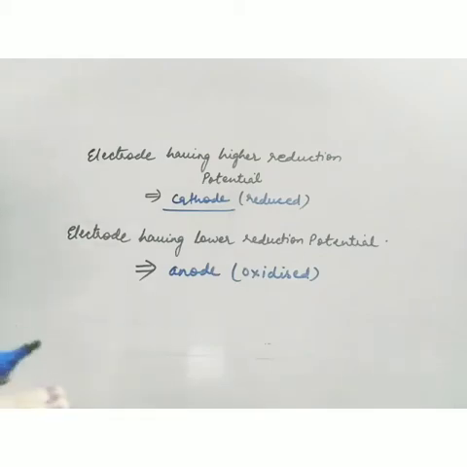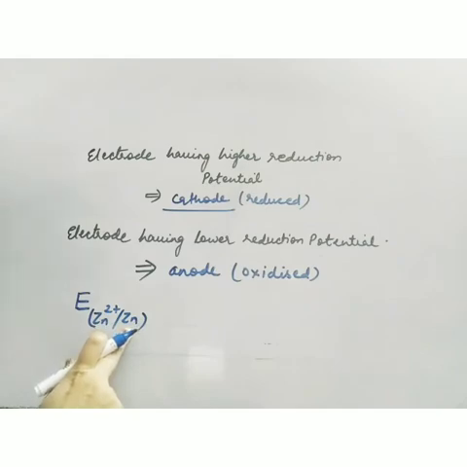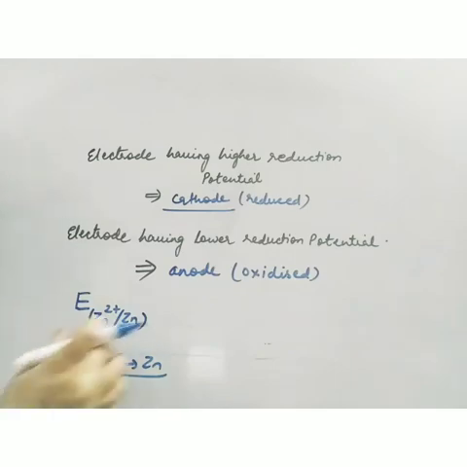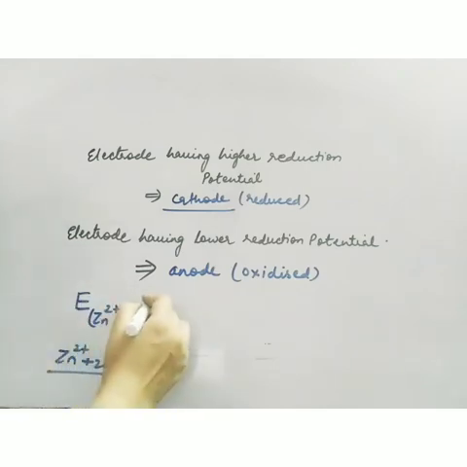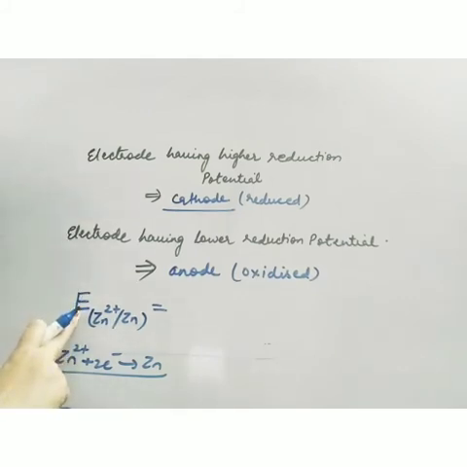First of all, how do we represent this electrode potential symbolically? E is the symbol for electrode potential. In the bracket we put the element for which we are finding it. Suppose I want to write the reduction potential for zinc, so I will write it like this. This is the reduction reaction. In the bracket I mention it like this so that it is clear that this potential is reduction potential. So E indicates electrode potential and this indicates reduction. This is the symbol for reduction potential.